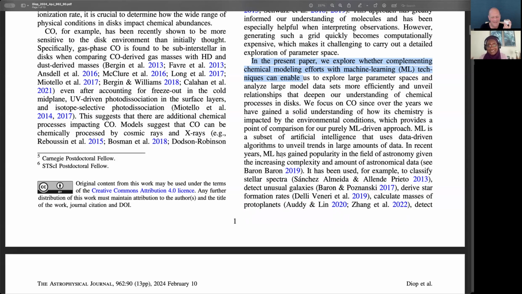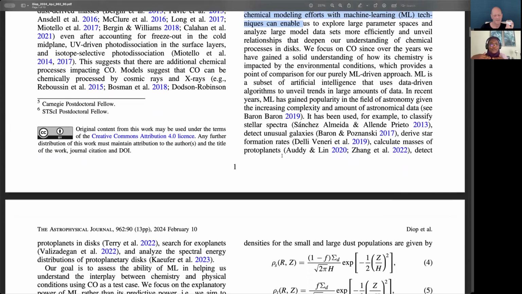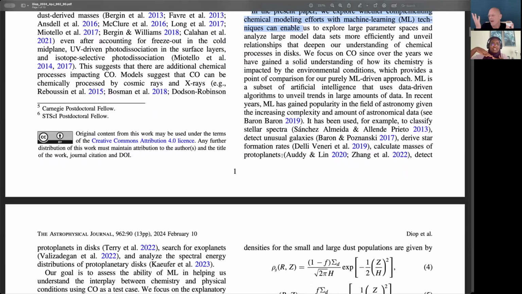When we were modeling CO in disks, we initially thought, oh, we just need to account for UV-driven photodissociation in the surface.